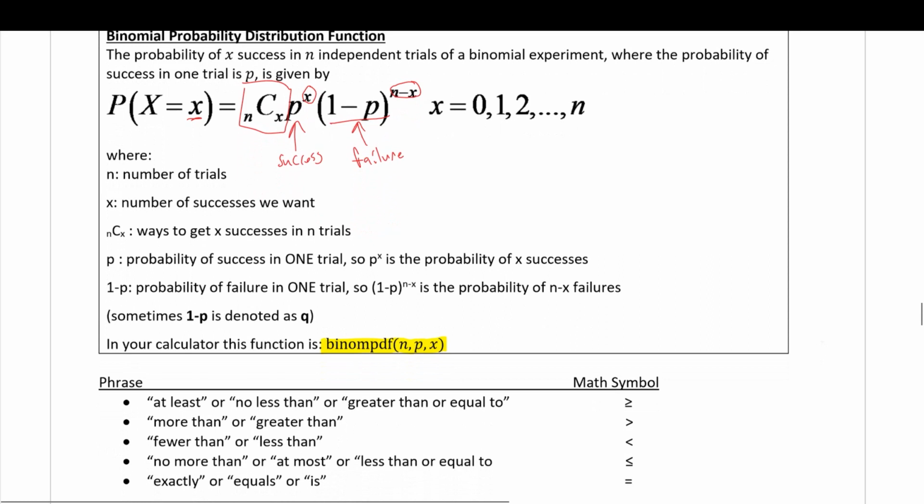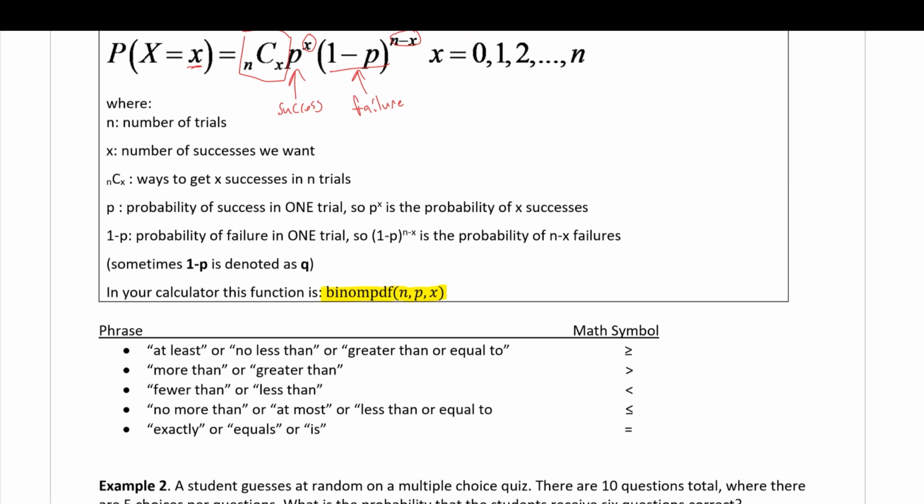All right, so before we go on, there are all sorts of ways that questions can be asked as far as asking you for certain probabilities, and there are certain phrases that are going to come up. These aren't all of them, but these are examples of some common ones. And there's a mathematical symbol associated with those. So at least or no less than is greater than or equal to. More than, greater than, does not include the particular number, so it's just greater than. Fewer than, less than, again, doesn't include the particular number. No more than, at most, is less than or equal to. Or exactly, equals, and is just going to be the equality symbol.